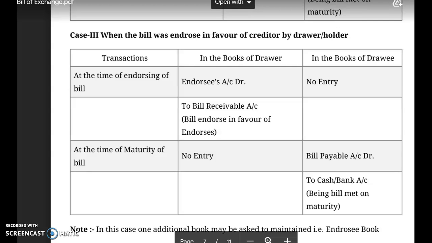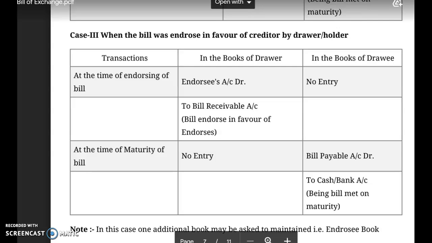Now at the time of endorsing the bill, the endorsee's account is debited to the BR account. For example, A is drawer, B is drawee, and C is endorsee. Here A will record in his books the entry: C's account debit to bills receivable, because the endorsee is C. Bills receivable will go from him to whom? To the endorsee, and the endorsee account will be debited.